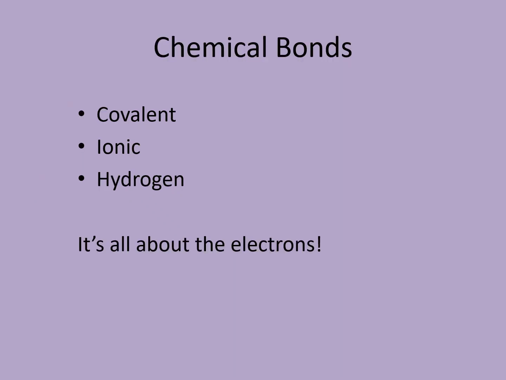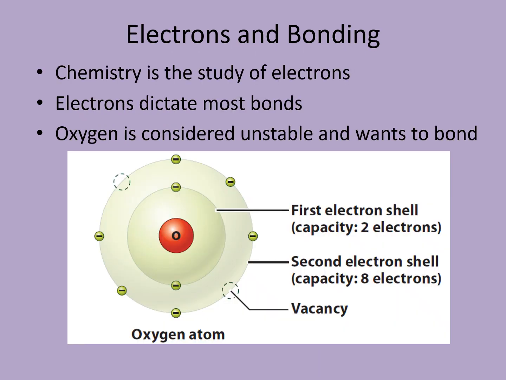We have a couple of different types of chemical bonds. We have covalent, we have ionic, and we have hydrogen. The difference between those things lies in the electrons. It's all about the electrons. I always find it helpful to have a visual when it comes to looking at electrons and protons and neutrons. So for the different types of chemical bonds that involve electrons, we're just going to look here. Chemistry is just the study of electrons. The electrons are what dictate the bonds.